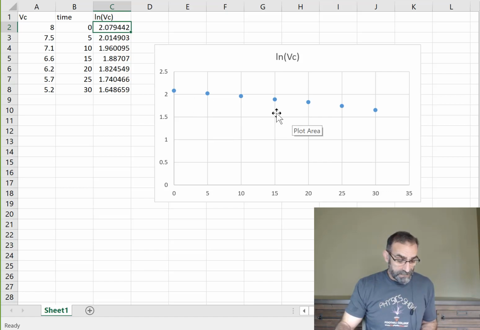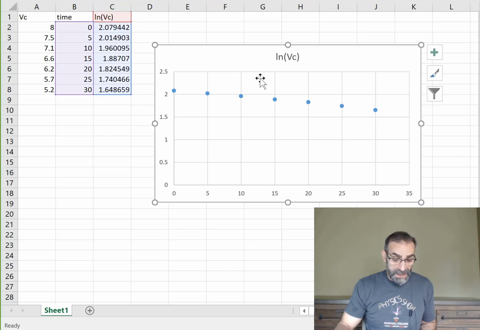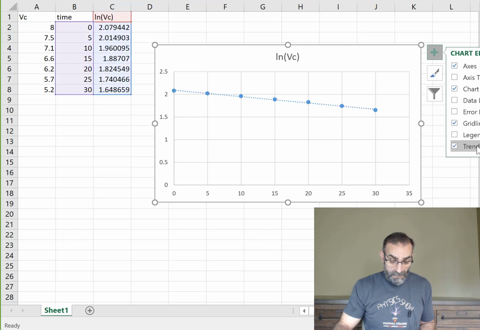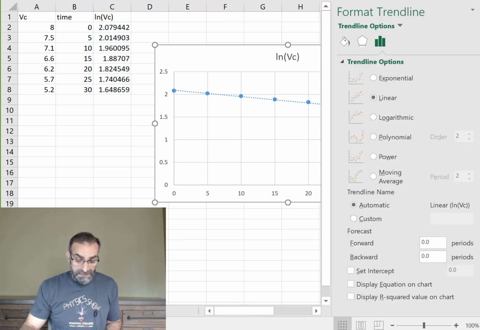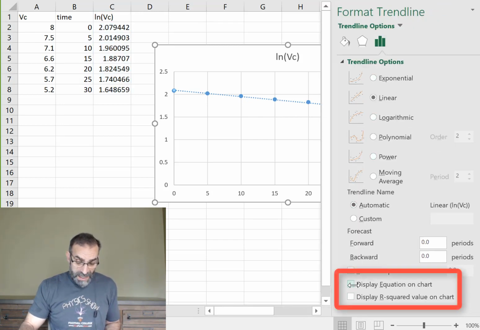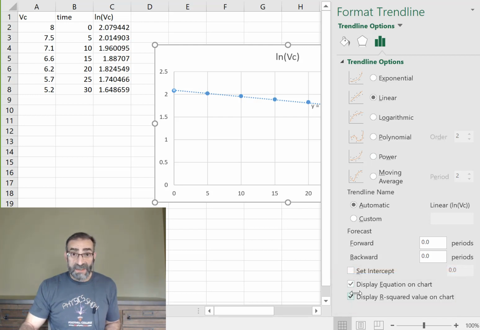So there's my plot, and then you do your linear fit, right? You click insert trend line, and when you insert the trend line, always click more options, and then display the equation and the r squared value. Okay, you always want that equation, right? I don't know why you would insert a trend line if you didn't want the equation of the line, but you have to do that.